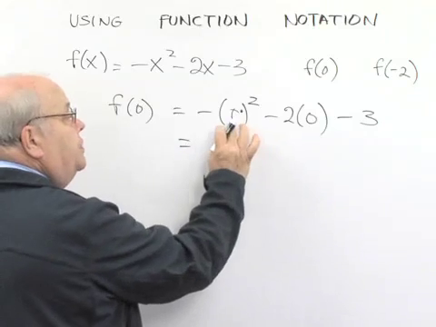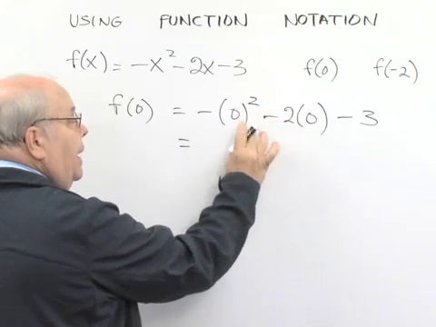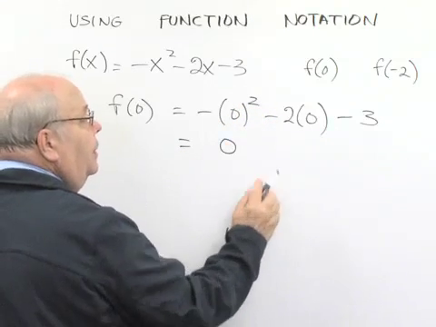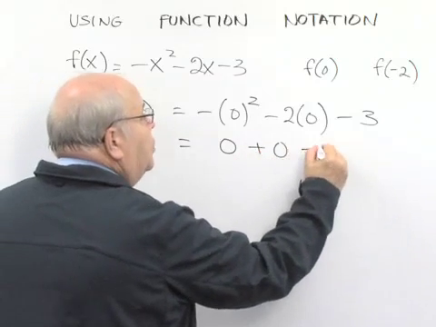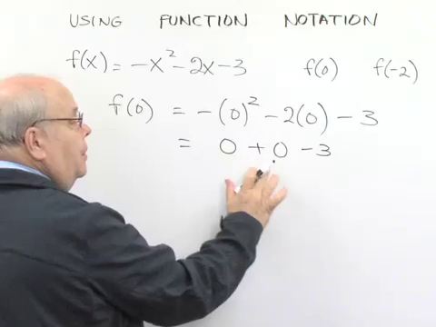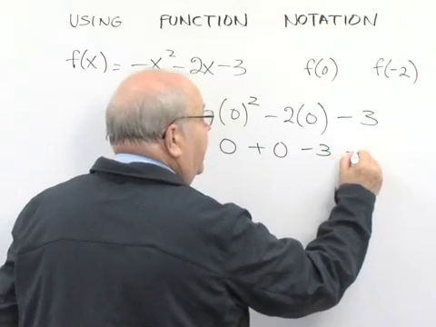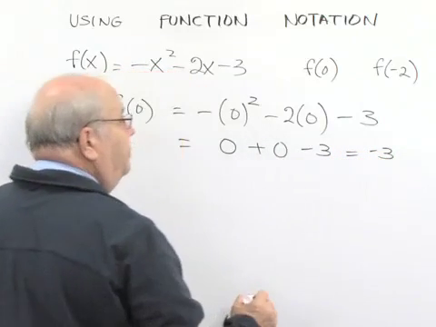Now we know that 0 squared is 0. Minus 0 is the same as plus 0. We know that negative 2 times 0 is also 0. And so all we have to do is add 0 plus minus 3, and that would give us negative 3.